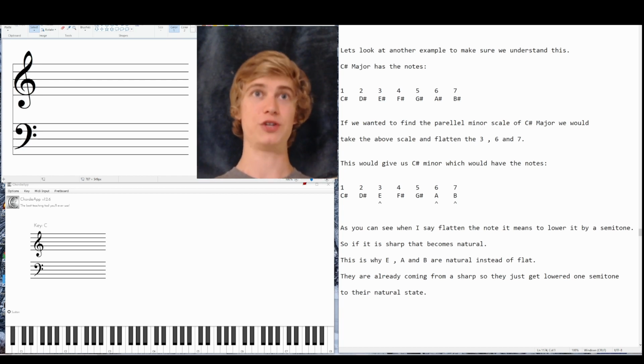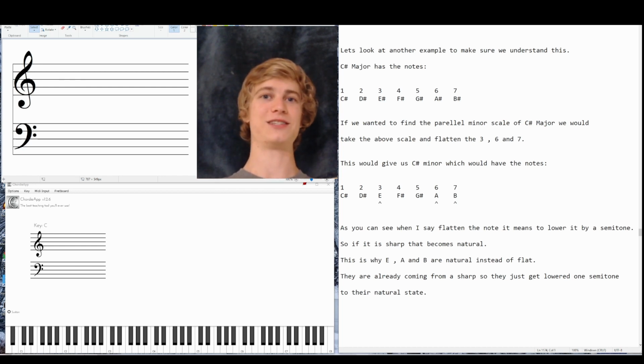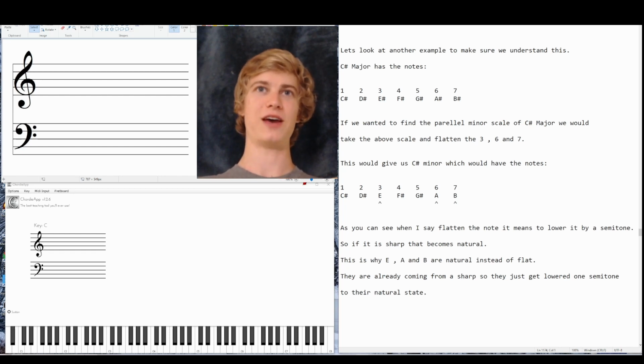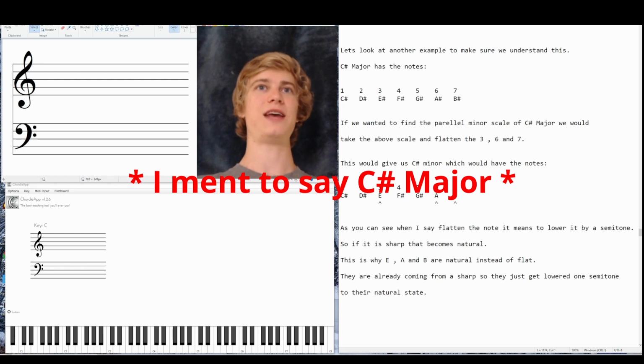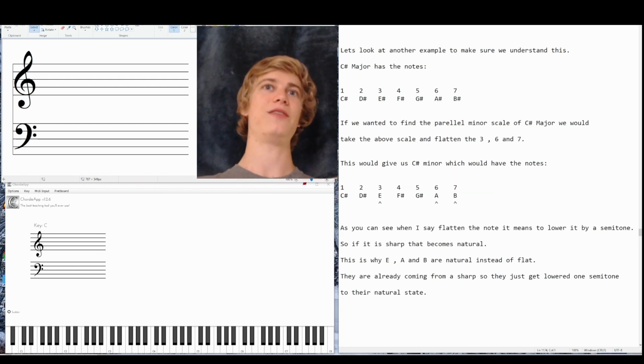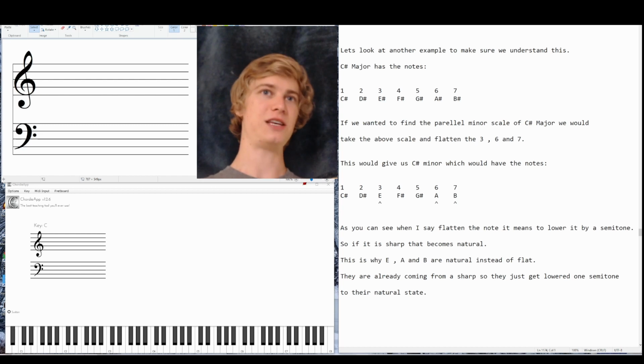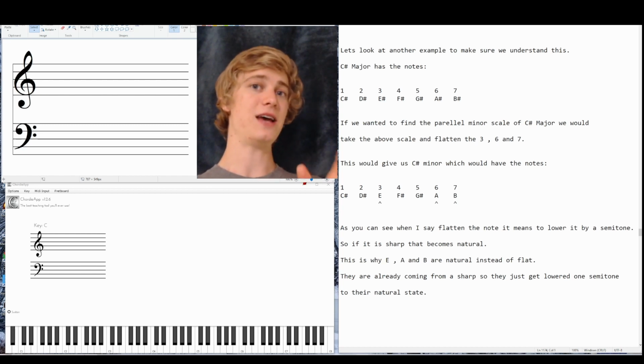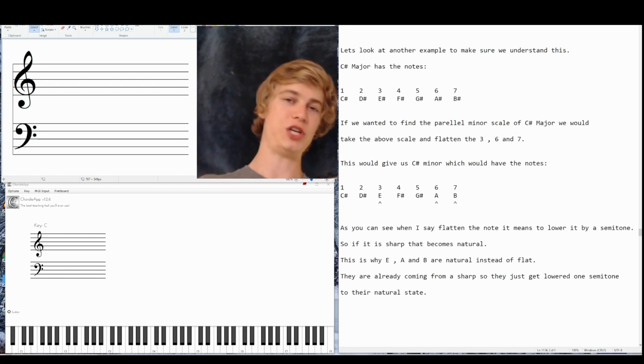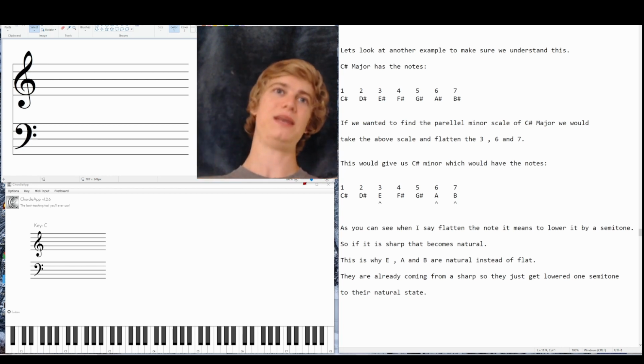C sharp major has the notes C sharp, D sharp, E sharp, F sharp, G sharp, A sharp, and B sharp. So you can see this, they're all sharped. But don't worry, this is still going to be very easy. It's the same exact thing. So if we wanted to find the parallel minor scale of C sharp major, we would take the above scale and we would flatten the 3, 6, and 7. This would give us C sharp minor, which would have the notes C sharp, D sharp, E natural, F sharp, G sharp, A natural, and B natural.